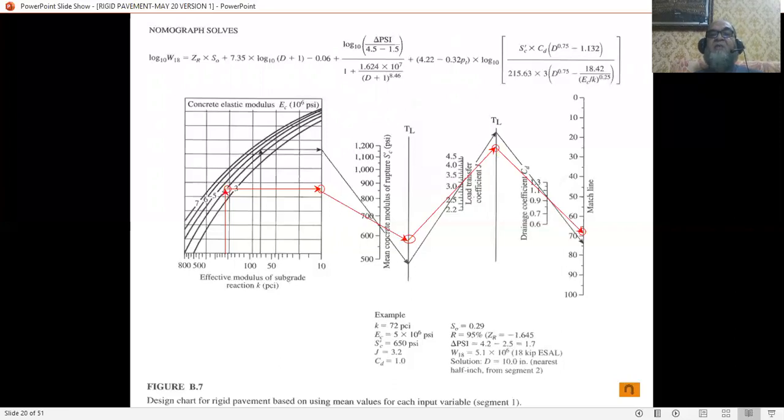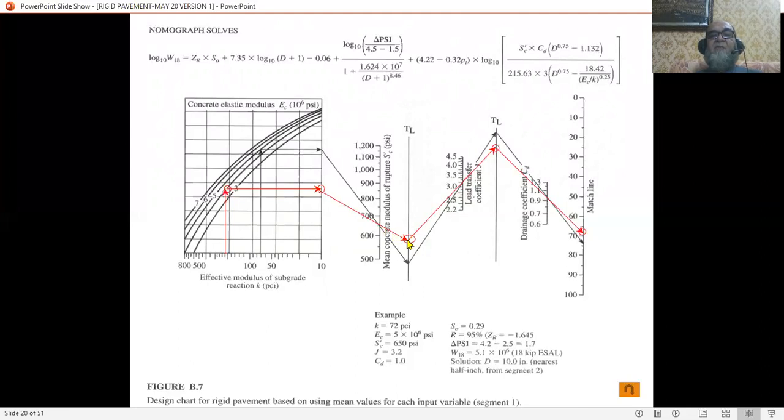After that, since I know the value of CD, I will locate 1.0, connect this line, and stop at this match line. This is around 72. Again, you start with the modulus of subgrade reaction, 24 psi, draw a perpendicular, intersect the curve, and whenever we intersect, we go 90 degrees. So we stop here. We located 650 psi, and join these 2 points to get another point.